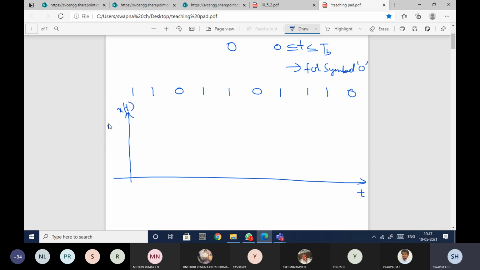Okay, I'll take the binary data which I have, which is nothing but 1 1 0 1 1 0 1 1 1 0. Okay, so let me divide.